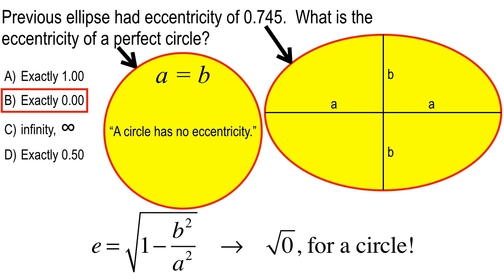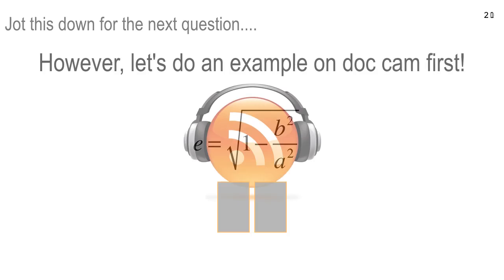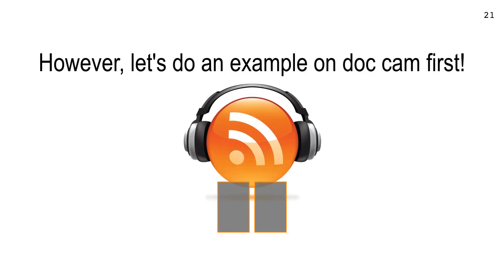Now, we're going to do some more calculations, but before we do that, make sure you have this equation jotted down. We're going to go over to the document cam and do a couple sample calculations of eccentricity. All right, so let me pause the recording here. Can you turn on the dot cam and bring up the lights to maximum? Let me get my cursor. Here we go.